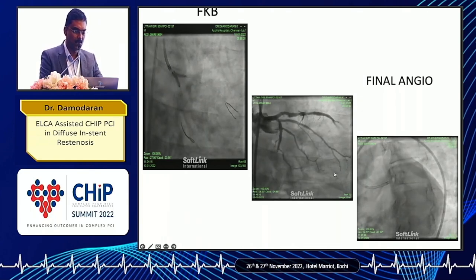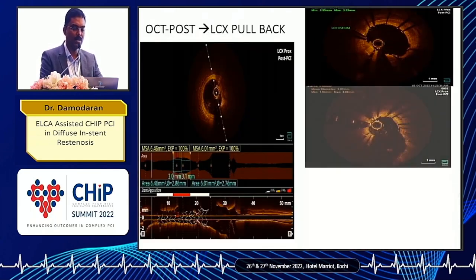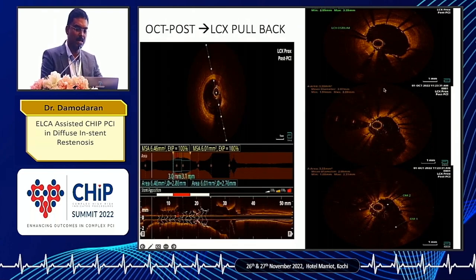So the result was okay. And then we did the OCT. You can see the LCX ostium nicely expanded, as well as the LCX. You can see the 2 layers of stent struts across the LCX OM bifurcation.